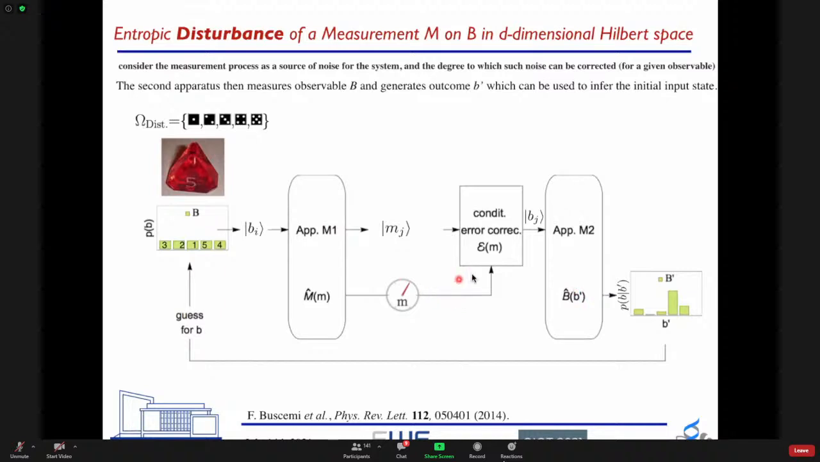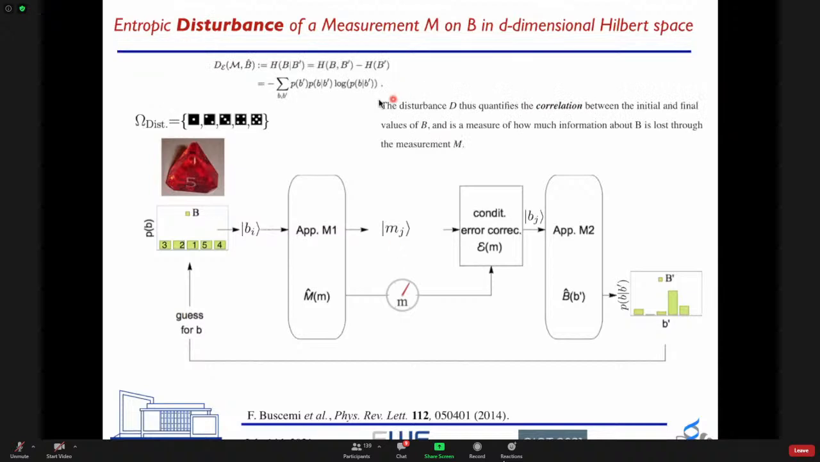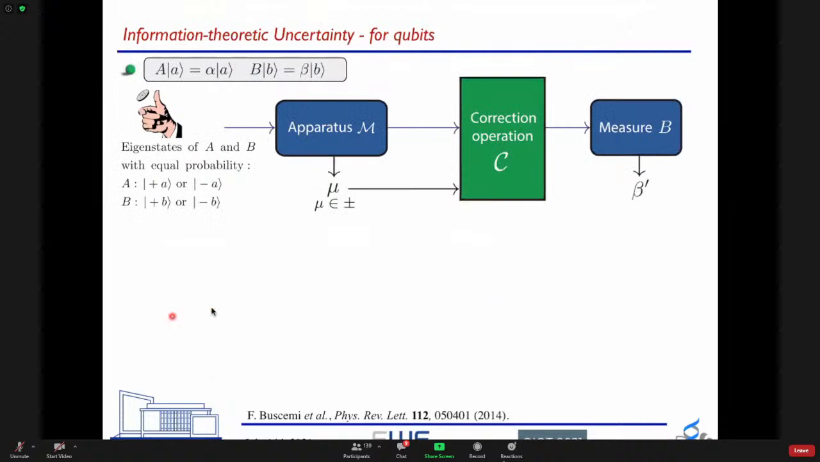A part of this loss can be corrected when applying an error correction, but there's always a part that cannot be regained. And so there's always a loss of correlation, which defines the disturbance, which we also express here with the conditional probability of B and B dash. B are the states that are sent onto the apparatus, and B dash is the statistics after the second measurement. In our case, again, we are working with neutrons, the spin of neutrons as a two-level system.